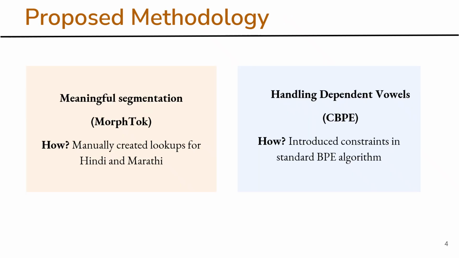In this work, we address two issues. First, segments not being morphologically correct, especially for Indic languages, and second, dependent vowels occurring as a separate token. To address these issues, we propose two approaches, MorphTok and Constrained BPE. To enable meaningful segmentation, we manually created lookup tables for two of the prominent Indian languages, Hindi and Marathi. To handle the dependent vowels of a syllabic-based script, we introduced a constraint in an existing tokenization algorithm.